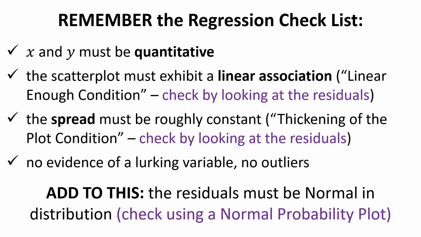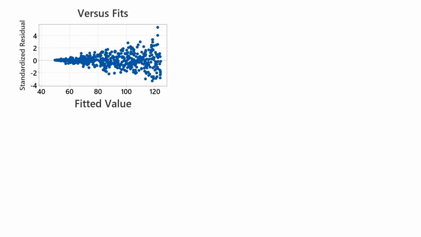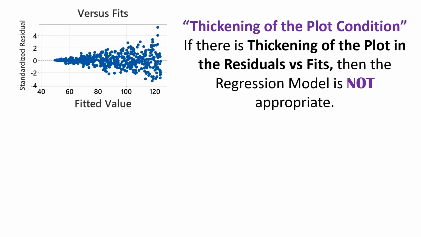So let's just look at these in a little bit more detail. So here's an example where we have on the vertical axis the standardized residuals, on the horizontal axis fitted values. These data come from a different scenario, not the one we're looking at, but a different one. And you can see here that the spread in the vertical direction gets larger as you move from left to right. And so the thickening of the plot condition, again, states that if there is a thickening of the plot in the residuals, then the regression model is not appropriate. And so on the left, this is an example where, because the residuals look the way they do, we would say the regression model is not appropriate.